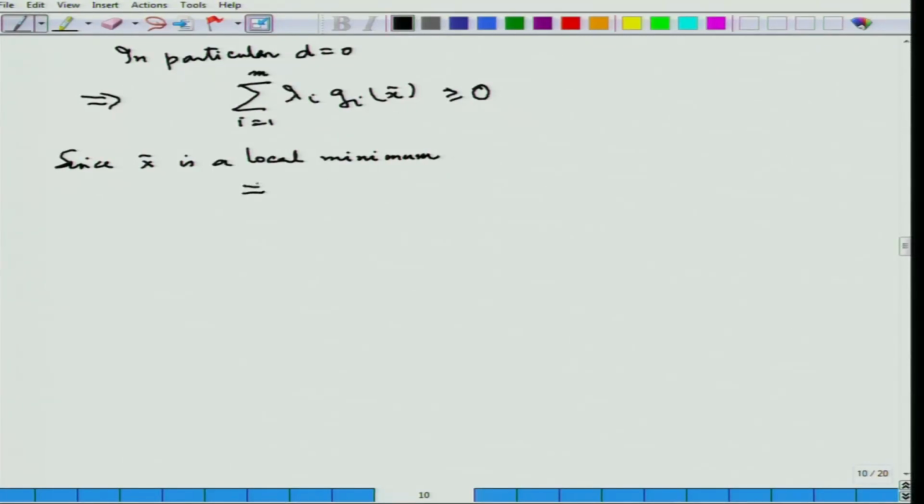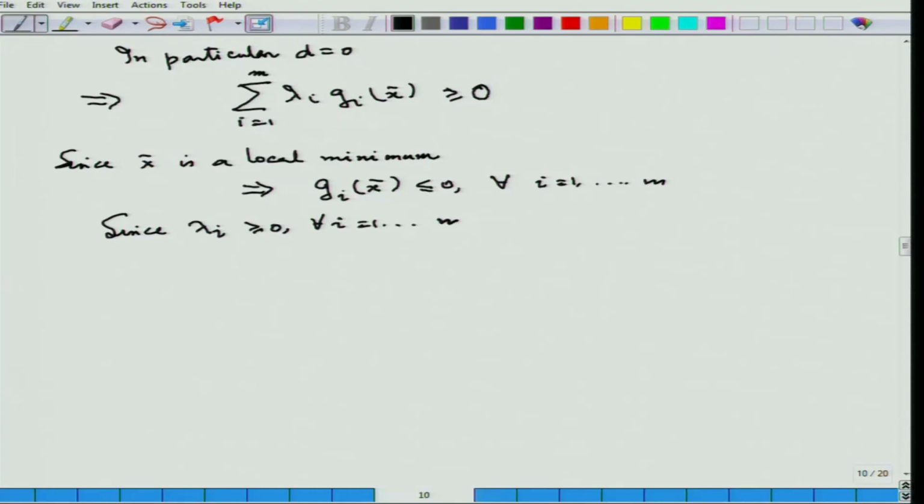It would imply that g_i(x bar) is less than or equal to 0 for all i equal to 1 to m. Now, since lambda_i is greater than or equal to 0 for all i equal to 1 to m, it would immediately imply that the summation of lambda_i g_i(x bar) must be less than or equal to 0, because you are multiplying negative and positive quantities and then adding all non-positive quantities. So, that is less than or equal to 0.